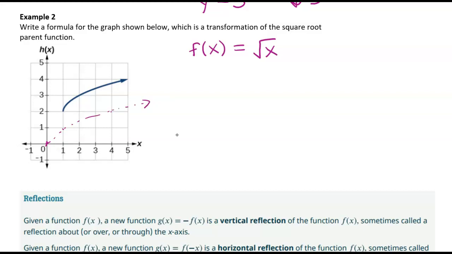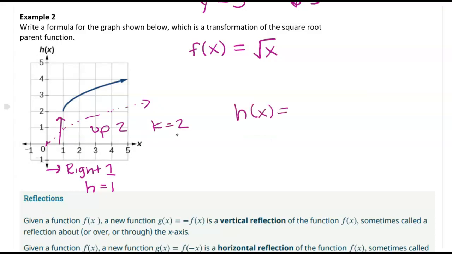It looks like the transformations are move to the right one, so h is equal to 1. And then move up 2, or k is equal to 2. Therefore, h of x must be the square root of x minus 1 plus 2.